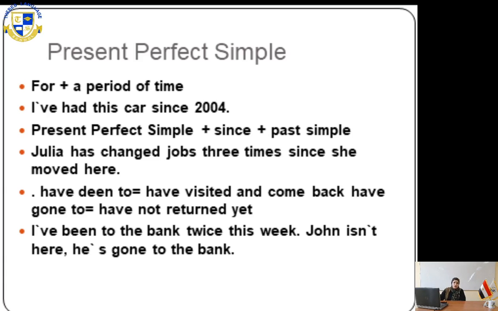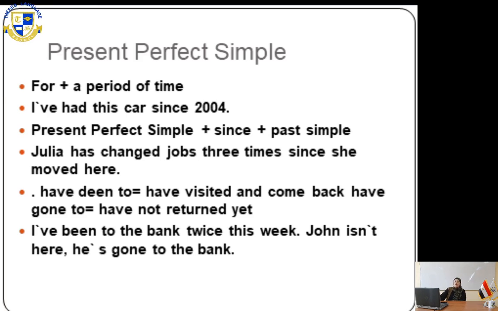A very important note is the difference between have been and have gone. Have been to means that you went somewhere and you came back. But have gone or has gone means to go somewhere and you haven't come back. So have been to, have visited and come back. Have gone to, have not returned yet. For example, I have been to the bank twice this weekend, but of course I came back. Example number 2, John isn't here. He has gone to the bank.